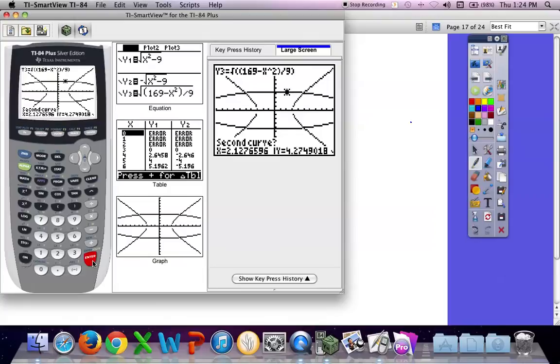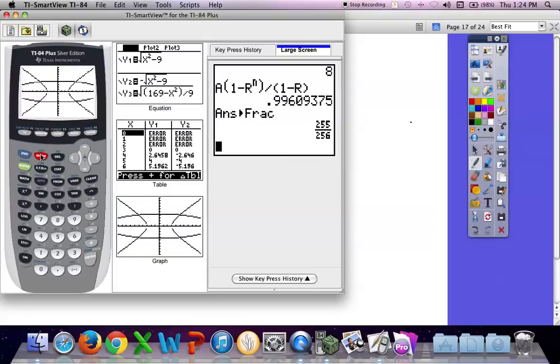So that part of it, I honestly don't think that many of you are going to use the calculator to do this, but it is possible.